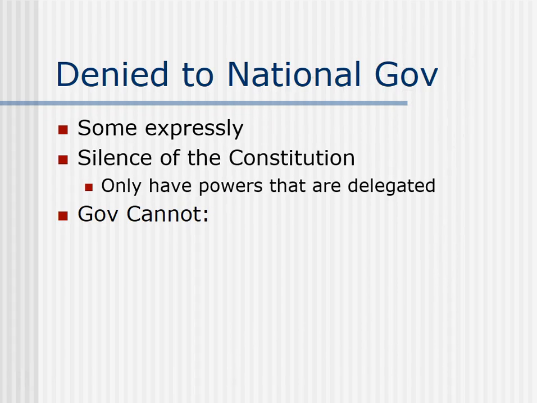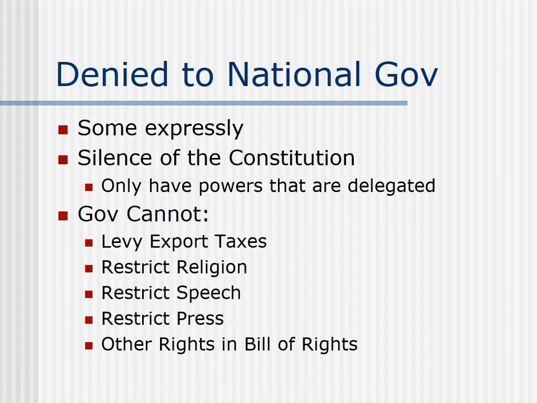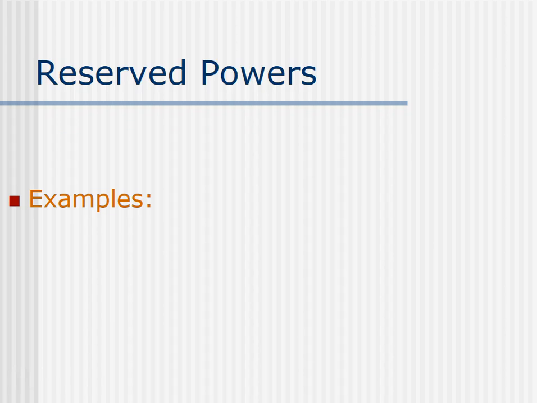Now, some of the denied powers, things that the government can never do, things that the government is not allowed to do, include levying export taxes. So you can't stop Americans from selling stuff to another country, and you can't tax them on the way out. Restricting religion, restricting speech, restricting the press, or anything else really listed in the Bill of Rights, those are powers that are denied to the national government.